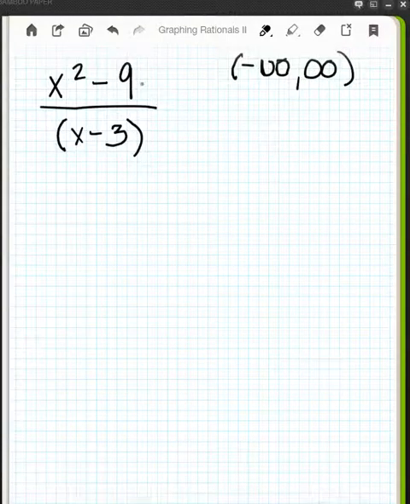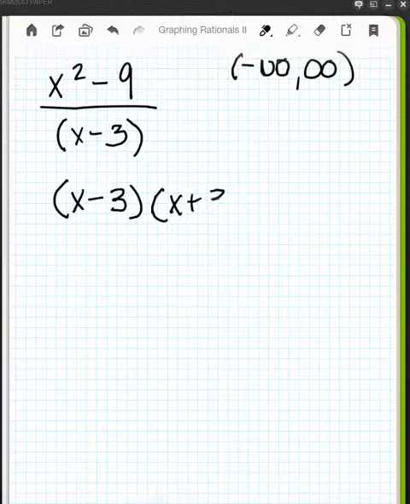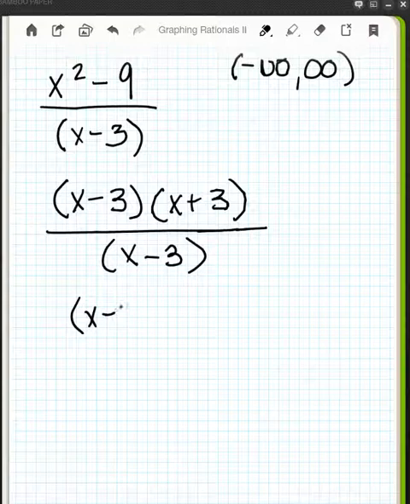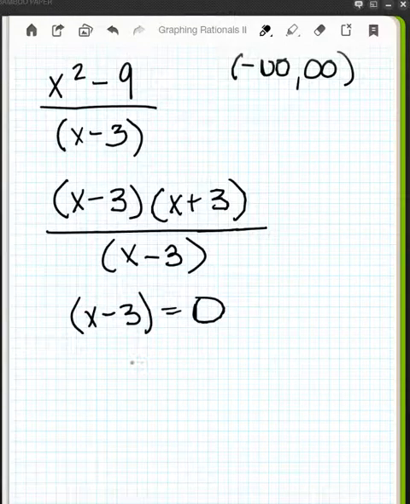We have a polynomial in the numerator, so we're going to go ahead and factor that, and that's what you should think anytime you see it. So we factor it into x minus 3, x plus 3, and then we write down our denominator, x minus 3. Now when we're trying to determine domain, the denominator is the most important thing that we're looking at. So we take the denominator and set it equal to 0, and then solve, and we get x equals 3.